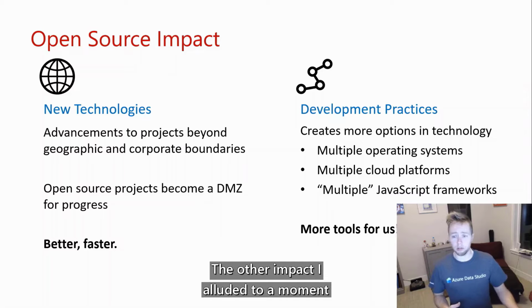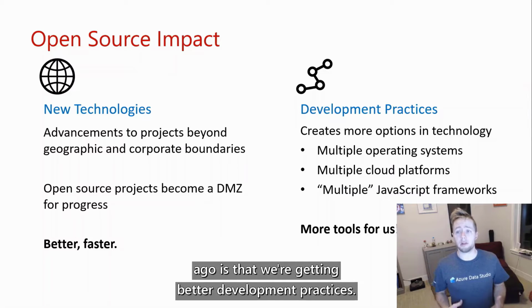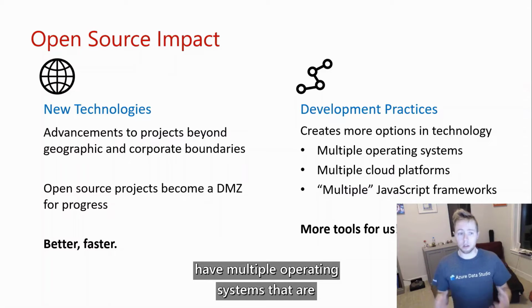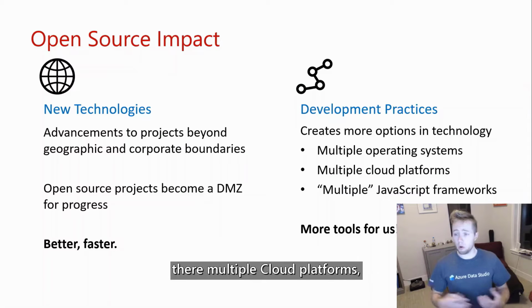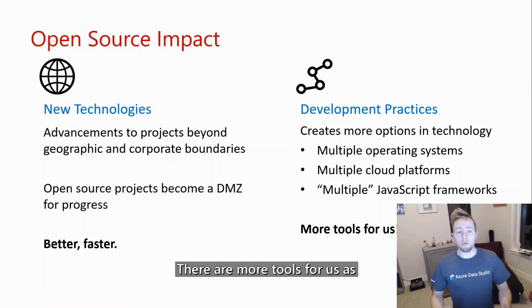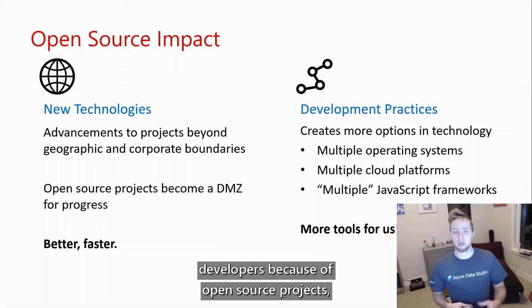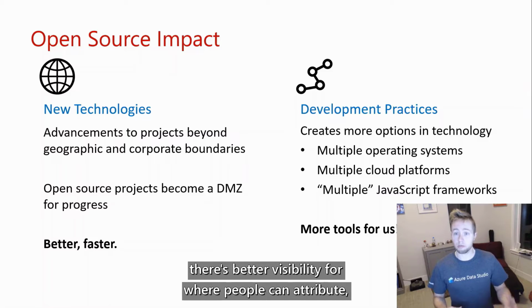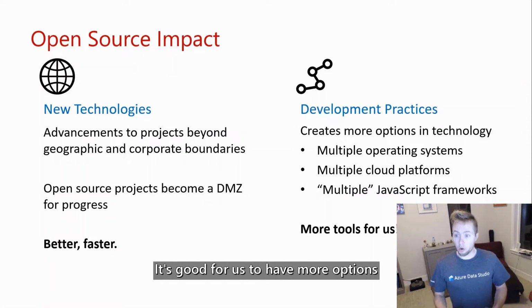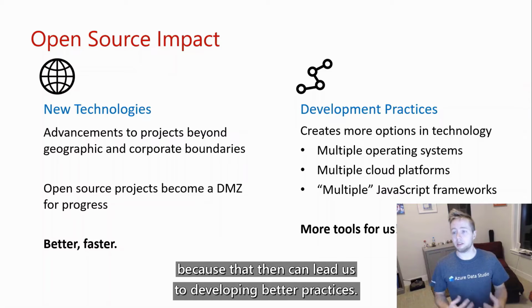The other impact I alluded to a moment ago is that we're getting better development practices. There are more options within technology because we can have multiple operating systems that are rising and have active development. There are multiple cloud platforms. There are multiple JavaScript frameworks. There are more tools for us as developers because of open source projects. There's better visibility for where people can contribute, and that leads to more contributions and then more options. So it's good for us to have more options because it can lead us to developing better practices.